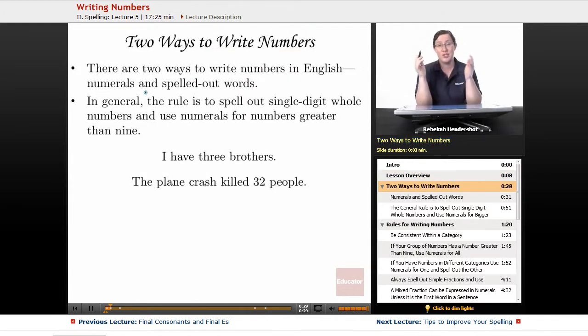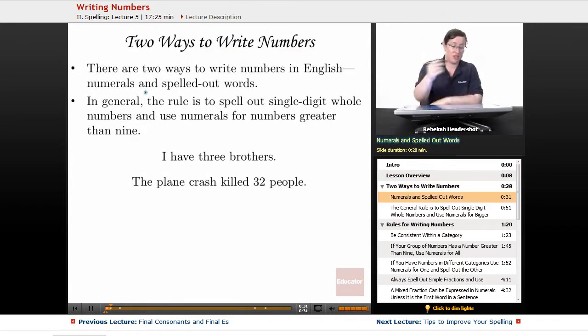Alright. There are two ways to write numbers in English. Numerals, Arabic numerals 1, 2, 3, 4, 5, and spelled out words. Now, you can get into a little bit of trouble writing numerals in the wrong place or writing spelled out words in the wrong place, because numerals in the wrong place can seem excessively informal, and spelled out words in the wrong place, frankly, can just take you too long.